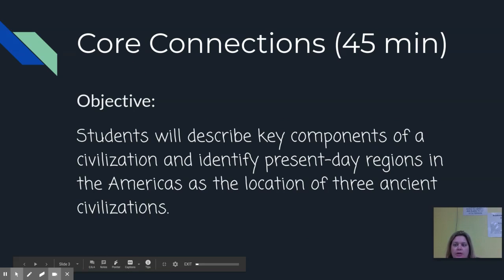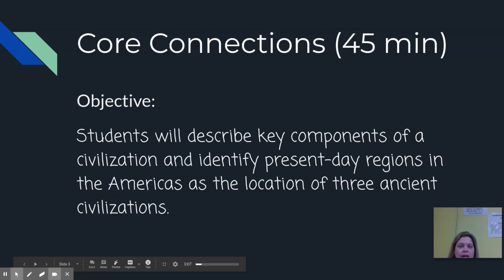Okay, the key components of this lesson, and it's supposed to be around 45 minutes, but I will keep it less than 45 minutes because in reality, the program I'm using won't let me go over 35 minutes when I record. So the objective for this lesson today is for students, you're going to describe key components of civilization and identify present-day regions in the Americas as they're located in the locations of three ancient civilizations.